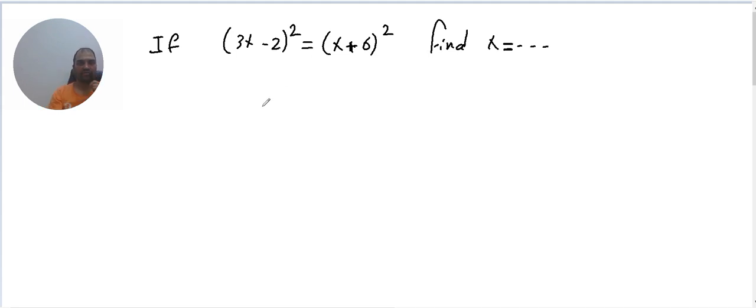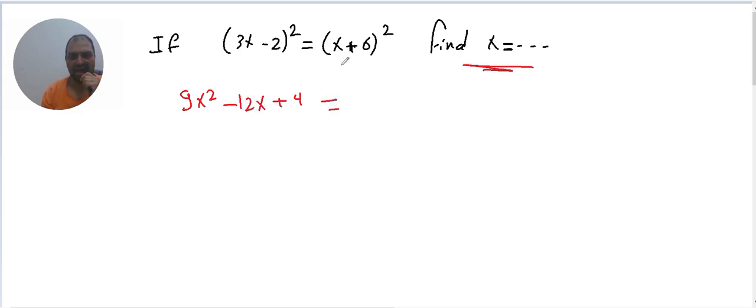Today we'll solve the example to find the unknown value of x. If (3x − 2)² is equivalent to (x + 6)², you can symbolize this. First power 2 and second power 2. First here 3 will be 9, 9x², and second will be power 2, and the middle is 2 times first times second. 2 times 3 is 6, 6 times 2 is 12, right?